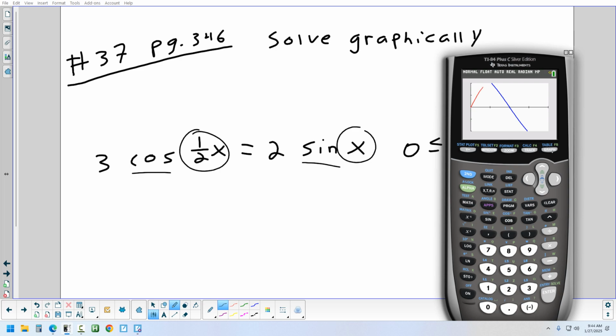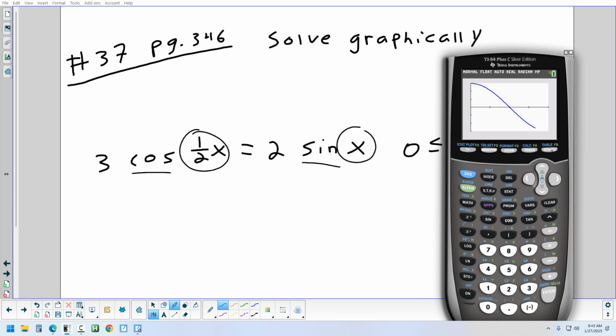Might have to set my window. Well, might be okay. Yeah, just barely. I think I need to set my y min and max a little higher. But I think you could tell how many solutions are there going to be? 3. Yep. Is there any question how you would find all 3 solutions?